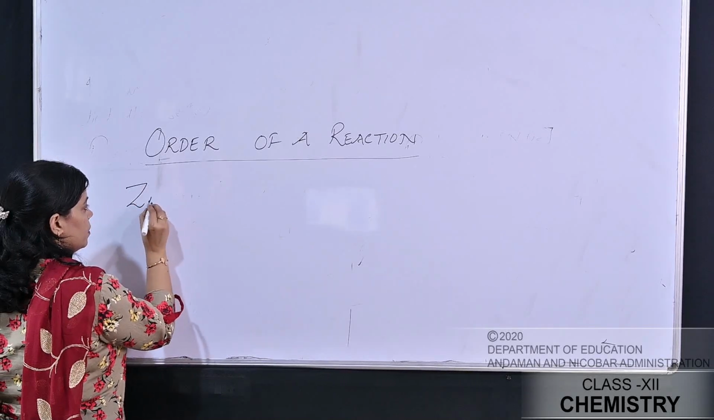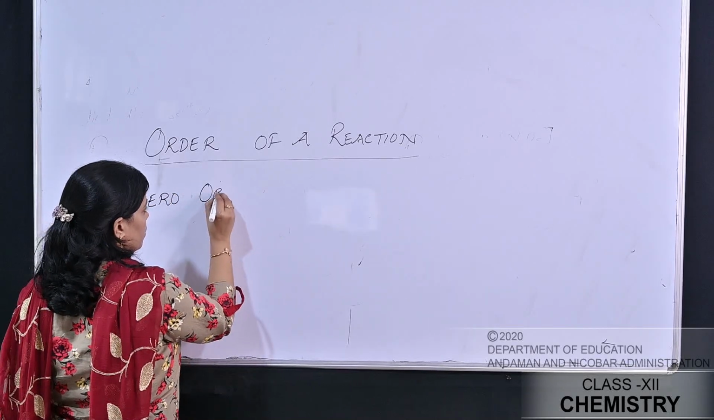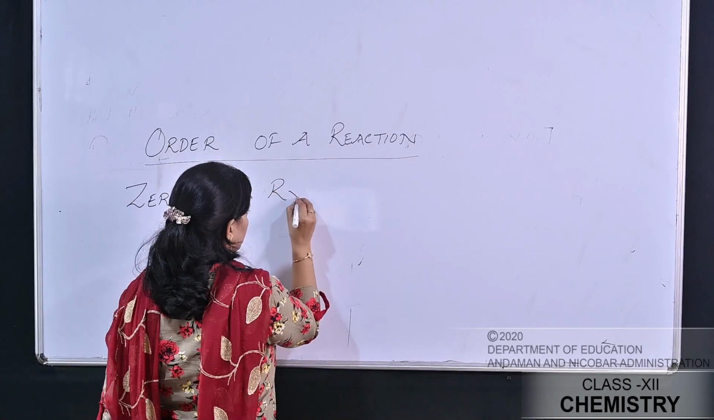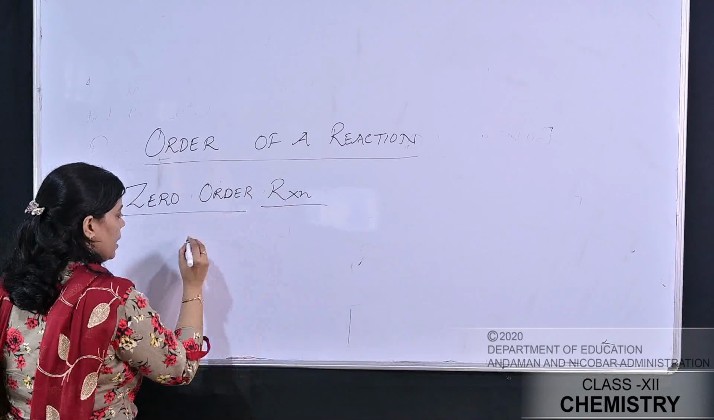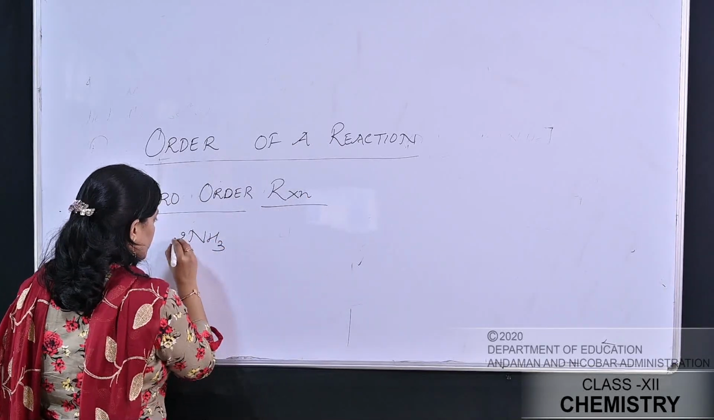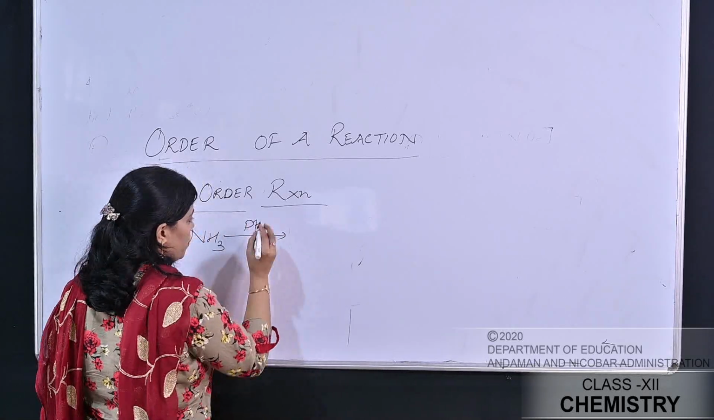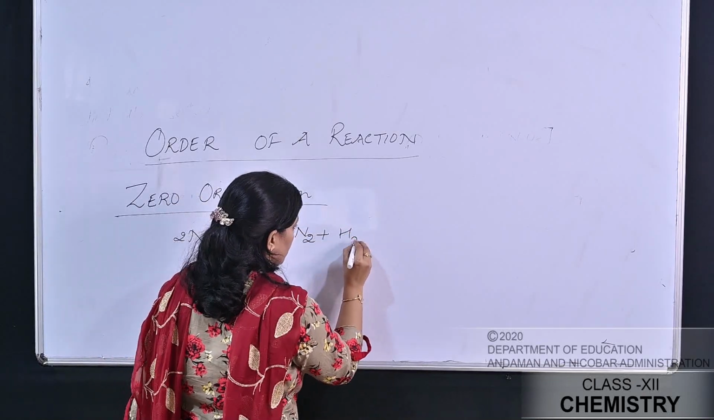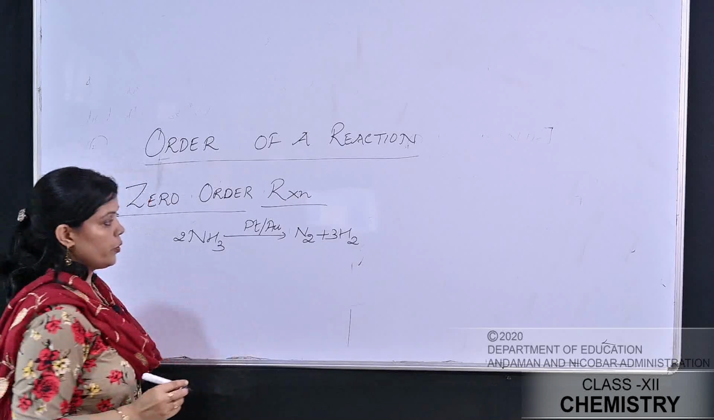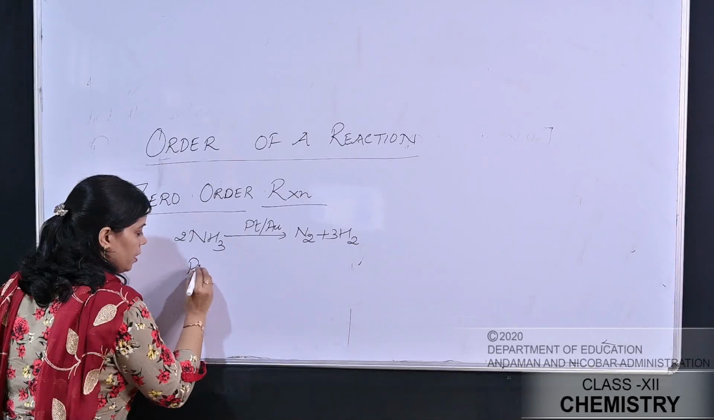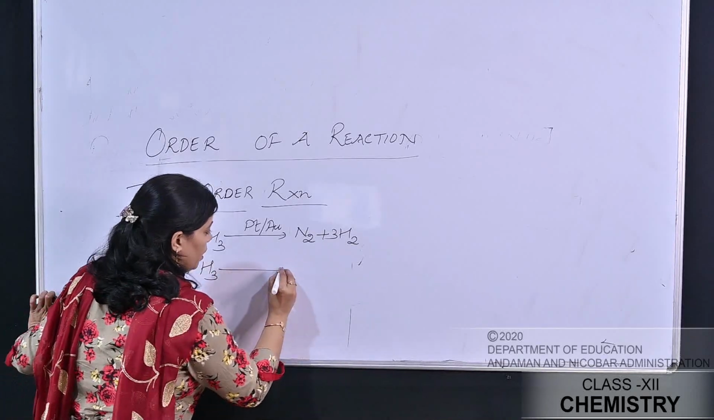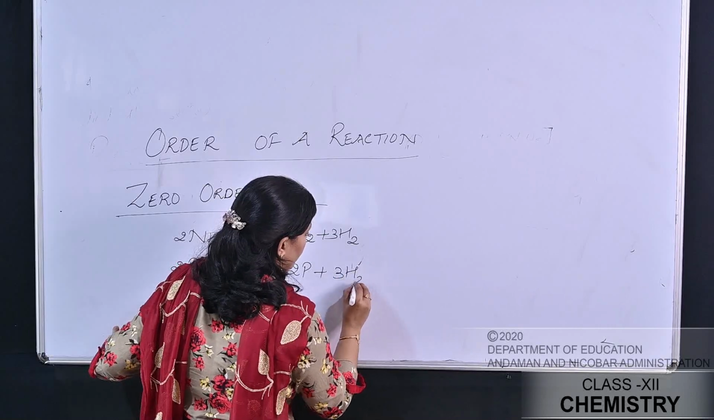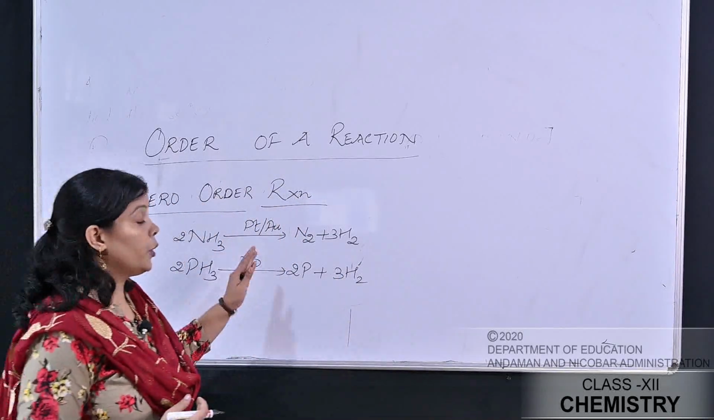Next is zero order reaction, and the example is the decomposition of ammonia over the metal platinum or gold to give nitrogen plus hydrogen. Okay students, another example is the decomposition of phosphine on the surface of molybdenum to give phosphorus plus hydrogen. These are the examples of zero order reaction.